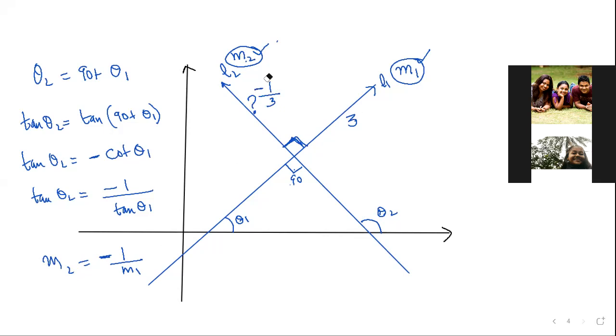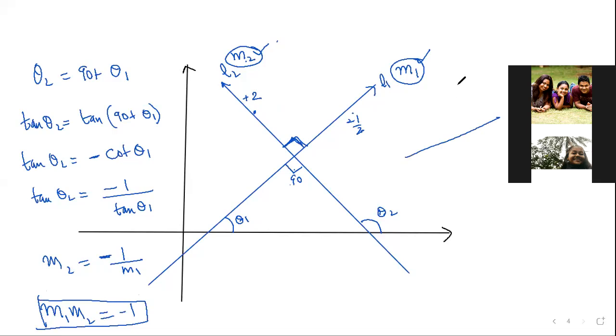Suppose the slope of this is minus half. Take the reciprocal, 2, and change the sign, it will be plus 2. Okay, understood. So in other words, the product of their slopes should be minus 1. Whenever two lines are perpendicular, the product of the slopes should be minus 1. So you can say, what is the angle between these two lines? This has slope 2 by 3. This has minus 3 by 2.